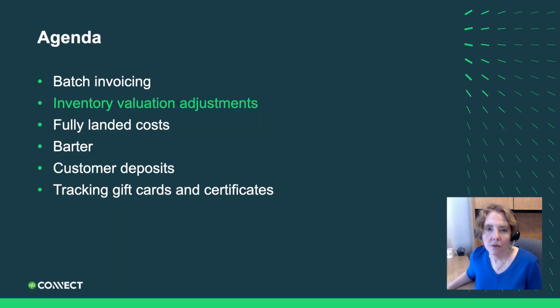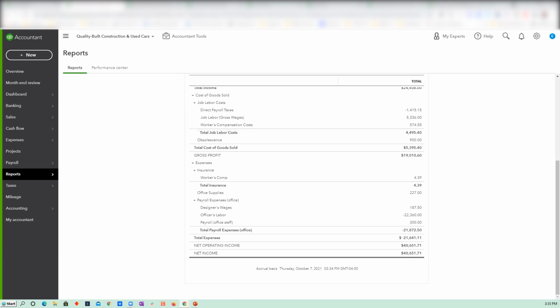Next, we've got fully landed costs. Along the same lines as an inventory valuation adjustment, we can use a similar methodology to track fully landed costs. There are times when the purchase cost of an inventory item doesn't fully reflect the costs that went into getting that item ready for sale. We need to capture all the post-purchase costs related to this item and roll those costs into the asset value. And yes, we can do that probably with some third-party apps, but that might be overkill if you only need to do it once in a while.